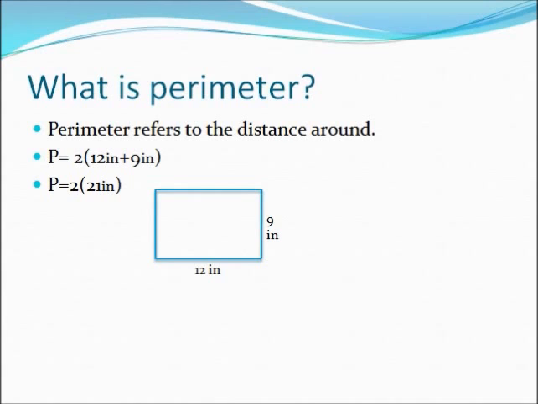If I add 12 plus 9, I will get 21. So my perimeter is 2 times 21 inches. 2 times 21 is 42. My perimeter is 42 inches.